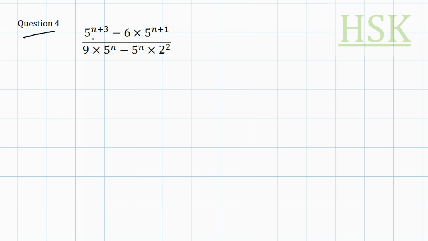Here I've been given 5 to the power of n plus 3 minus 6 into 5 to the power of n plus 1, upon 5 to the power of 9 into 5 to the power of n minus 5 to the power of n into 2 square. Here you can see that the main term is 5 to the power of n. So the whole expression would be written in such a way that it contains the maximum terms which are related to 5 to the power of n. For this, the first term I take is 5 to the power of n plus 3.